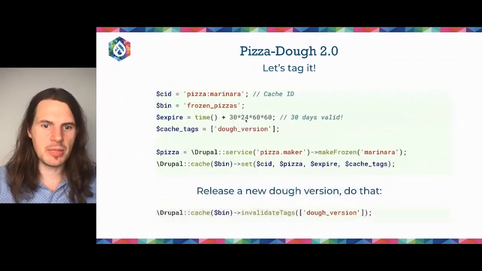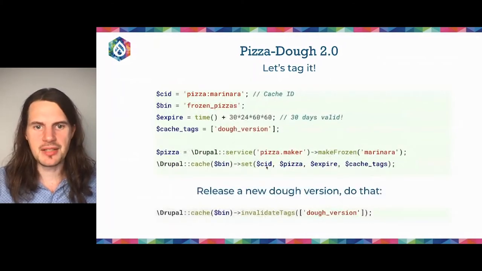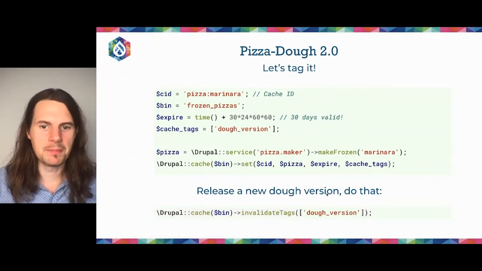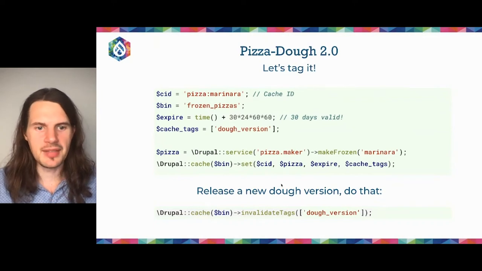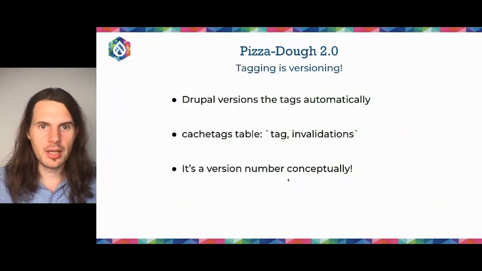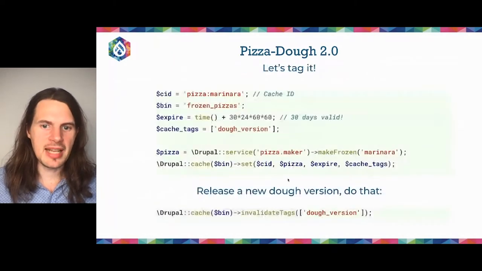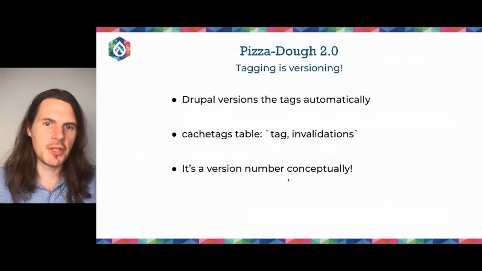And the better way is, again, to put it up here. So the cache tags equals stuff version. Put the cache tags here. We have CID, pizza, expire, and cache tags. And once we want to release a new dev version, we just do that. We invalidate the tags. And that's it. Drupal tags the versions of tags automatically.